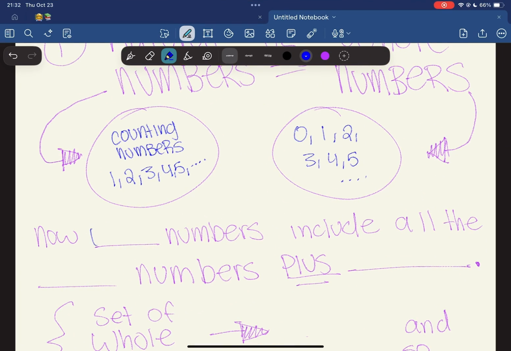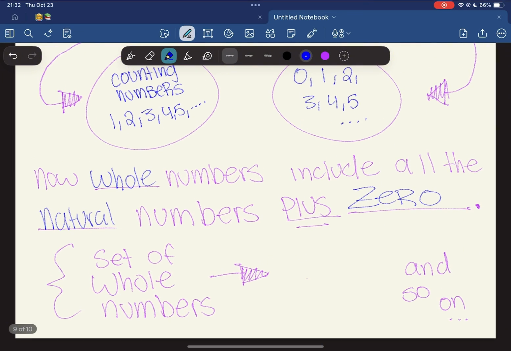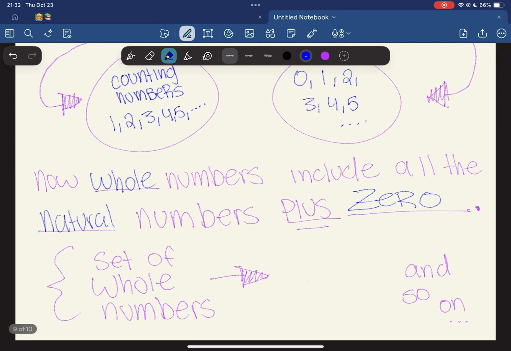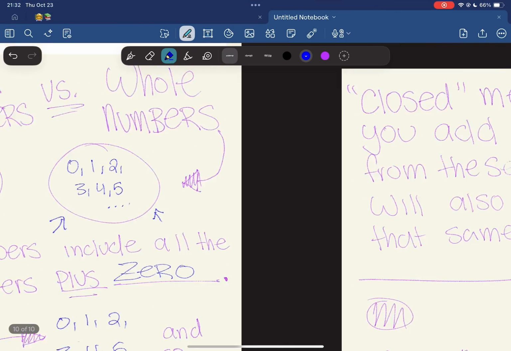So like I said, whole numbers include all of the natural numbers, and we are also going to add 0. So instead of starting at 1, we are going to start at 0. So the set of whole numbers, like we said up there, is 0, 1, 2, 3, 4, 5, 6, 7, 8, 9, 10, 11, 12, 13, 14, 15, and so on.